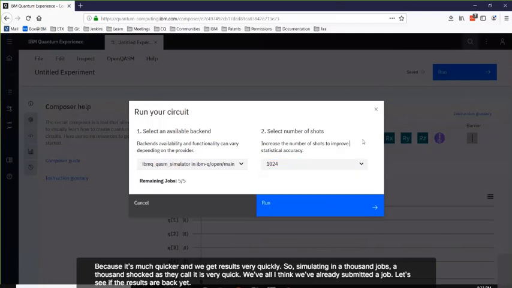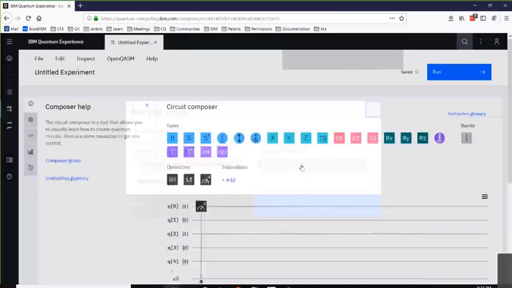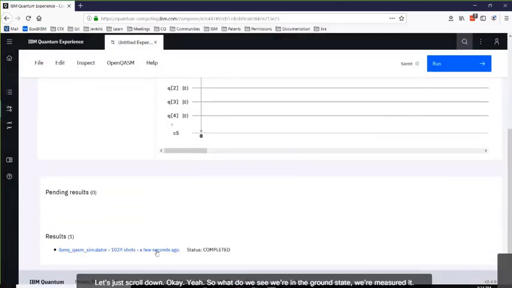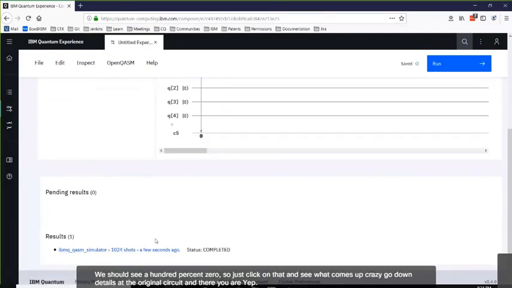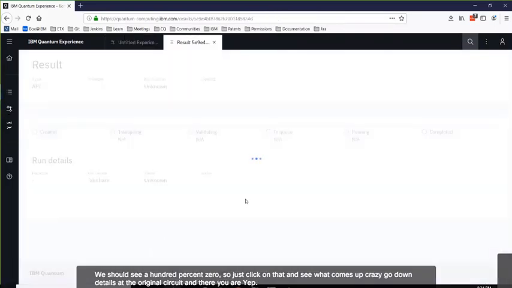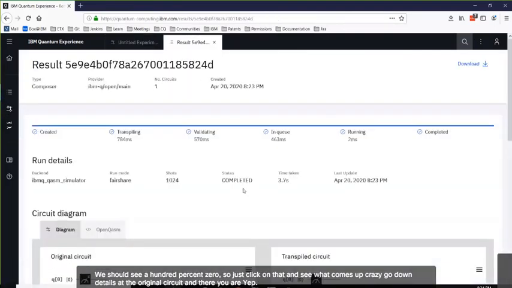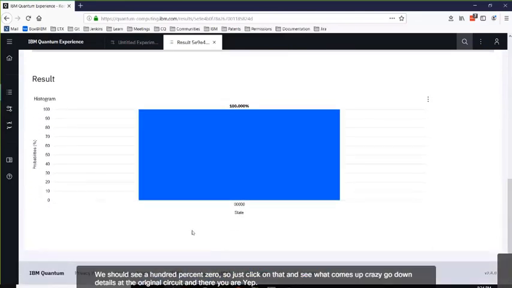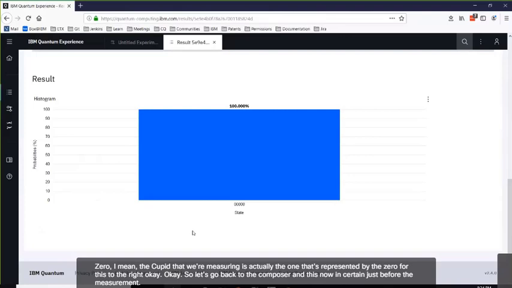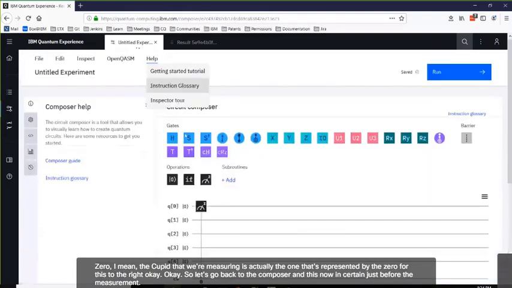I think we've already submitted a job. Let's see if the results are back yet. So just scroll down. Okay, yes. So what should we see? We're in the ground state. We've measured it. We should see 100% zero. So just click on that and see what comes up. There are details, the original circuit. And there you are. Yep, zero. The qubit that we're measuring is actually the one represented by the zero furthest to the right. Okay, so let's go back to the composer.